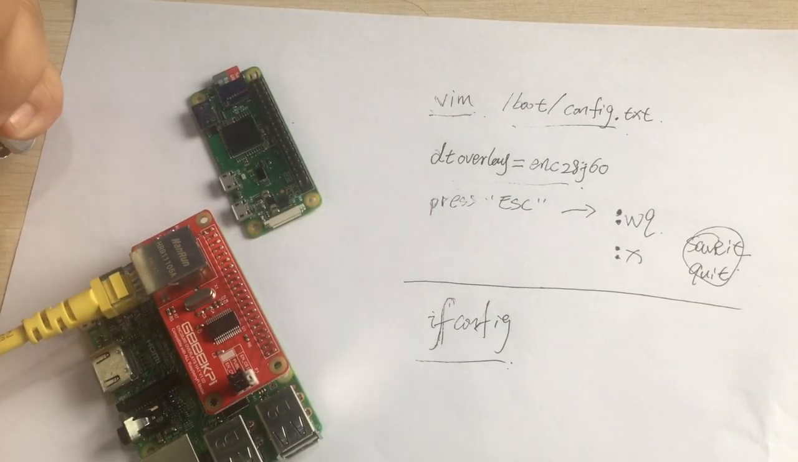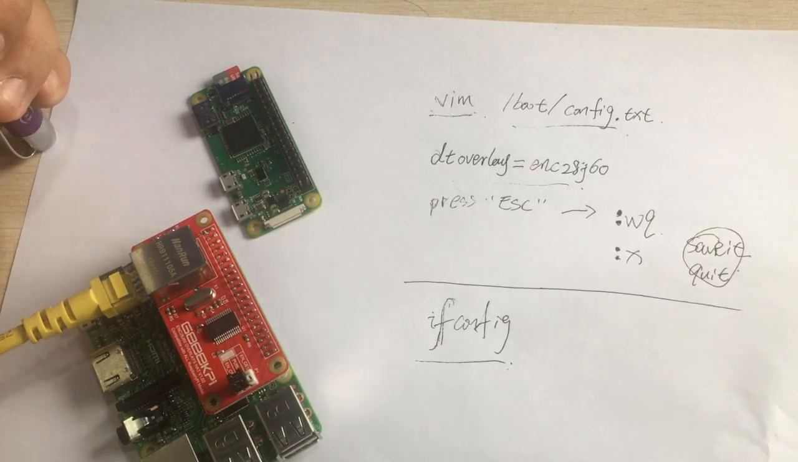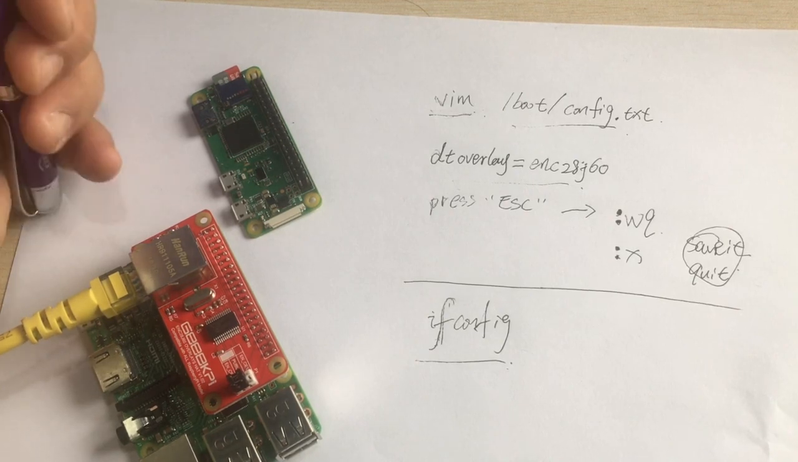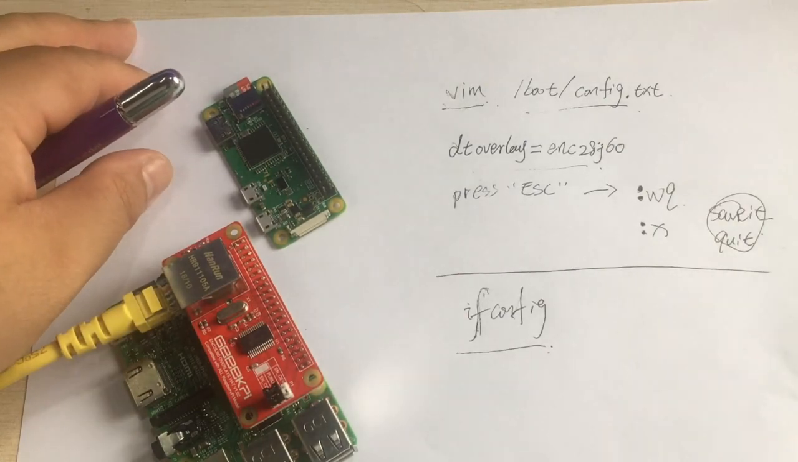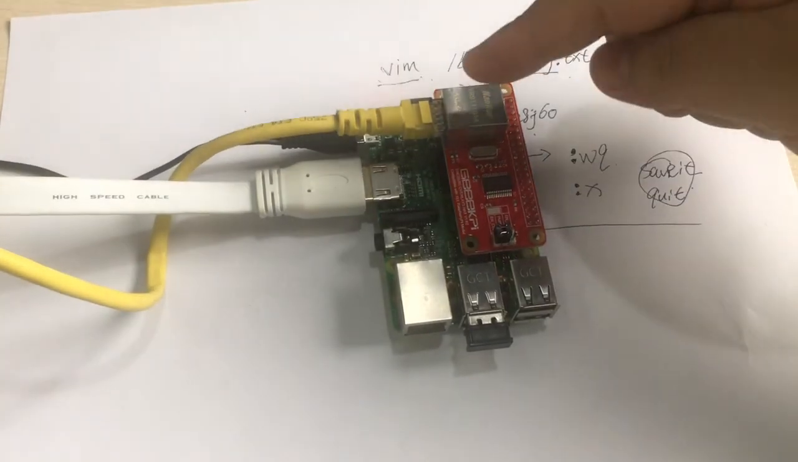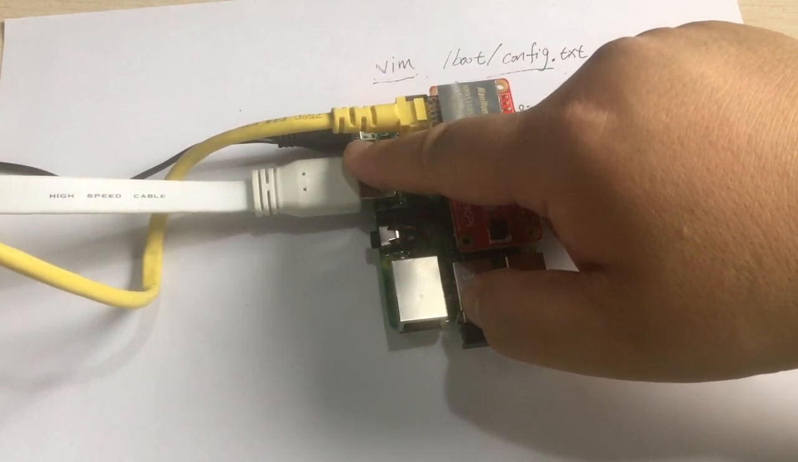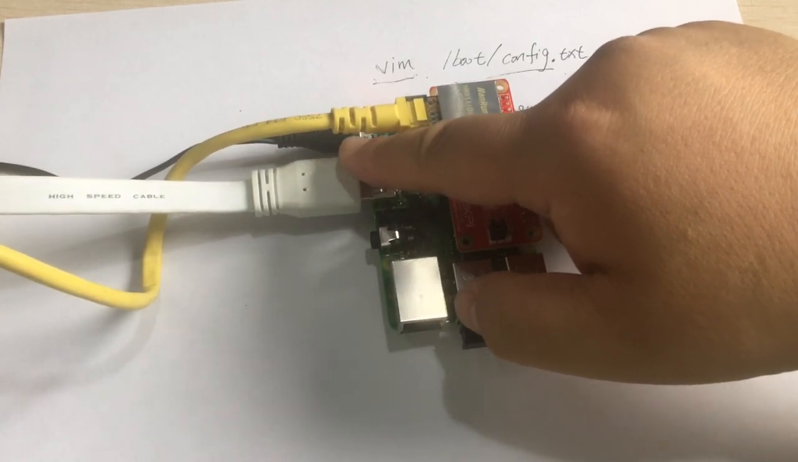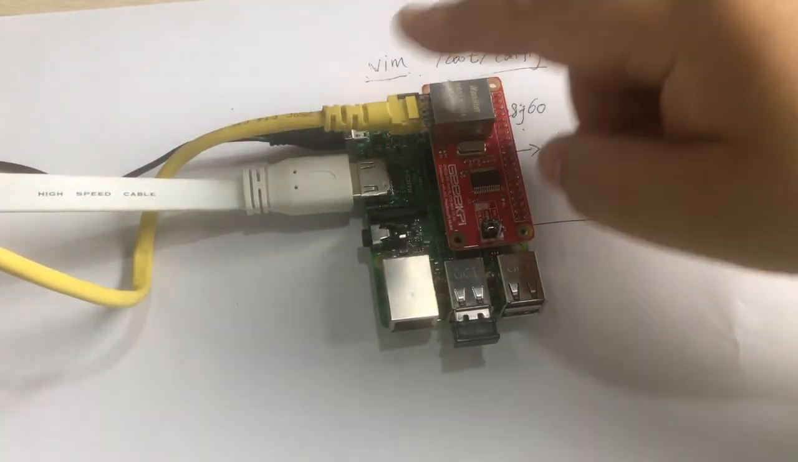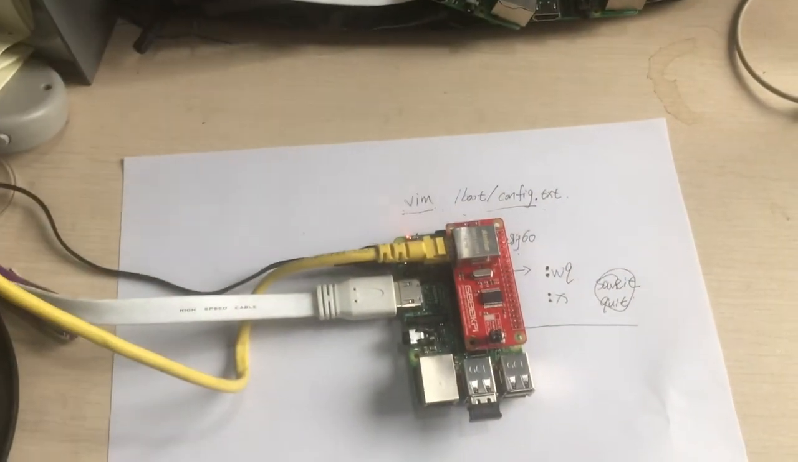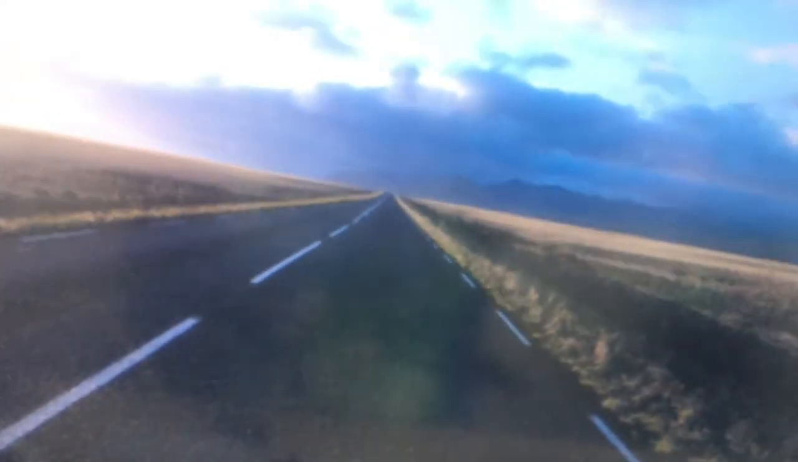Now I will give you another way of testing this module on our Raspberry Pi. All right, I hook up the HDMI cable and use a 2.5A power supply to turn on my Raspberry Pi, and then let's see that I got a monitor.